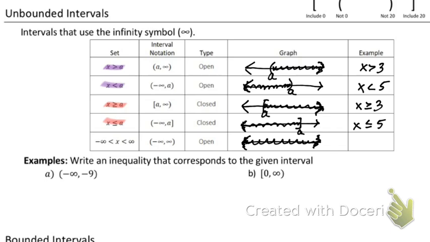Now, an example of this would just be a true statement involving x. It might be something like x equals x. It's true for all real numbers. 0 equals 0, 1 equals 1, 1.0001 equals 1.0001.